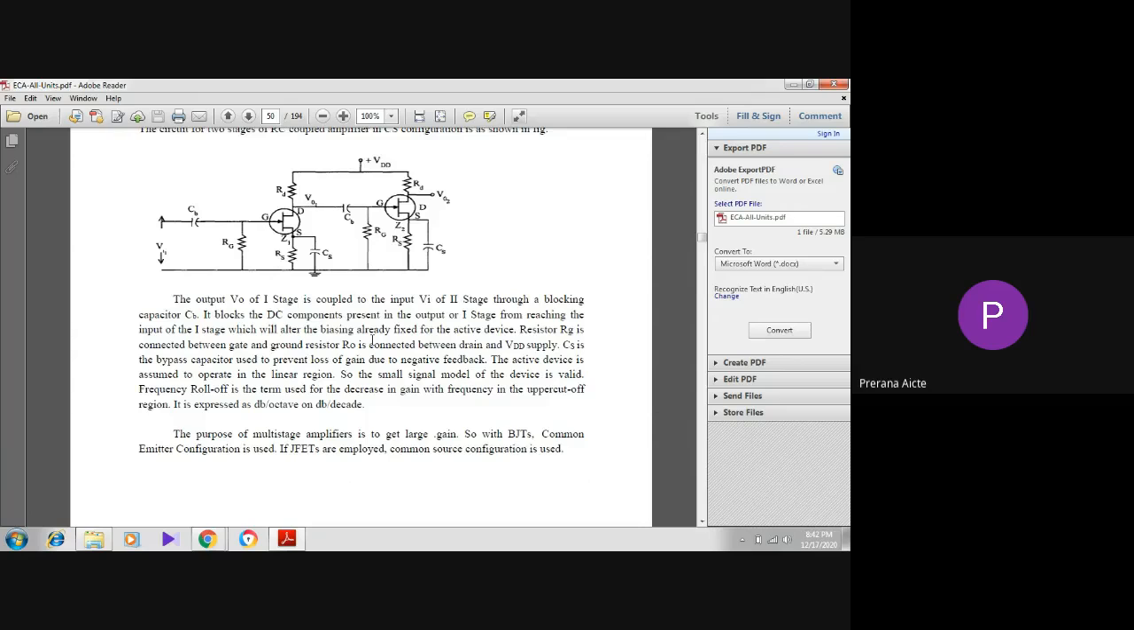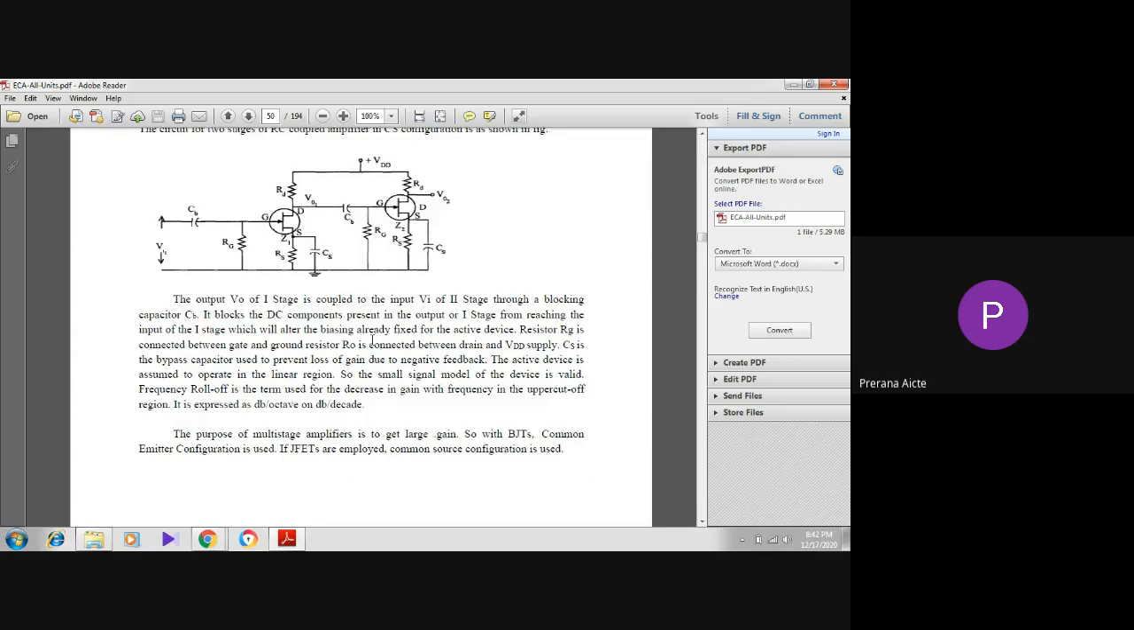CS is the bypass capacitor used to prevent loss of gain due to negative feedback. The active device is assumed to operate in the linear region, so the small signal model of the device is valid. Frequency roll-off is the term used for the decreasing gain with frequency in the upper cutoff region. It is expressed in dB per octave or dB per decade.